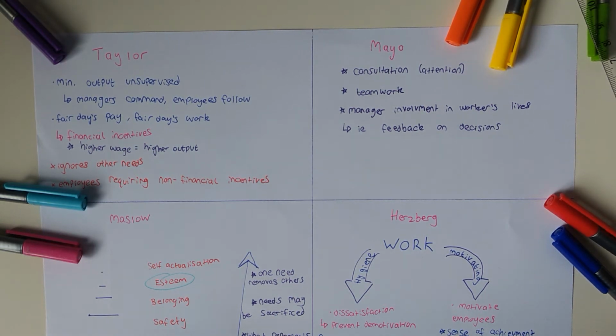He believed in financial incentivization and that paying employees a higher wage would increase their productivity. However, this theory has limitations, such as it ignores other needs, such as the sense of achievement and the recognition an employee might need to feel motivated, and employees requiring other non-financial incentives won't be motivated by this method.